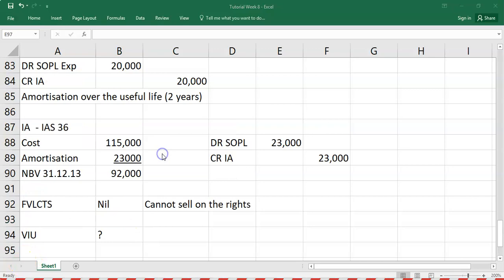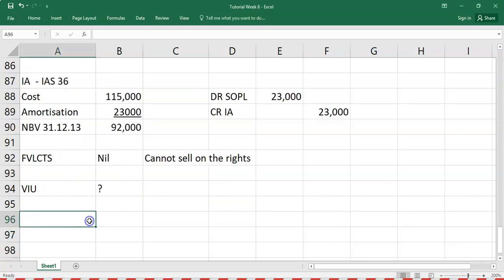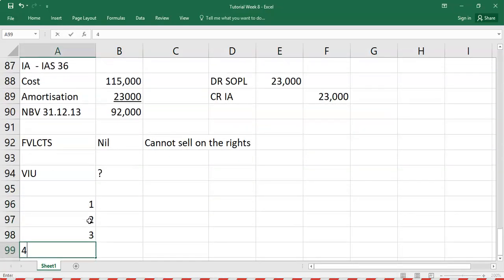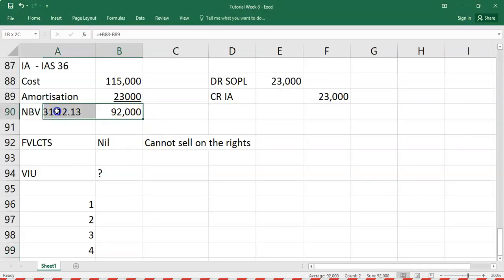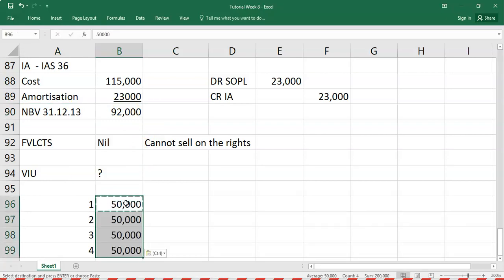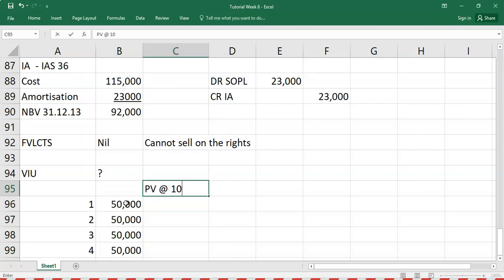So the trick is, what we're looking at then is the cash flows. So we're going to have 4 years cash flows. Notice we're doing the impairment test at the end of the year. So that means this 85 is not relevant. You're doing it from 2014 onwards because you're comparing it to the 92. So it's 50,000 each year. And we need to get the present value of those cash flows at 10%.